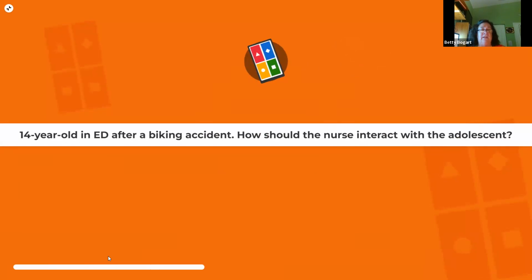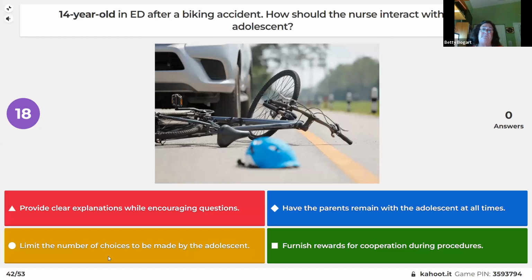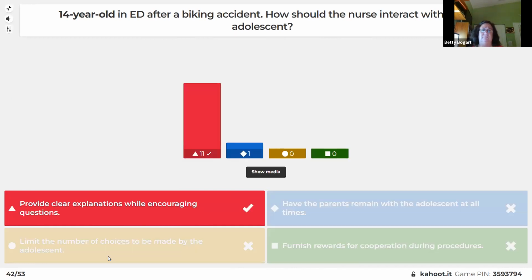A 14-year-old in the ED after a biking accident, how should the nurse interact with the adolescent? I used to work in an ER, and I was the trauma primary nurse many a weekend, getting a child in on a backboard with a neck brace and taped to the board. And parents aren't there yet and they're scared. Everybody comes and attacks at once. We want to make sure there's no internal injuries, no broken bones, fractured ribs. It's pretty quick what they do.